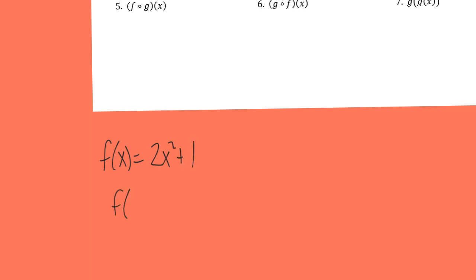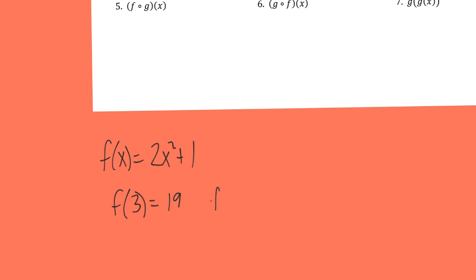I may have asked you to do f of 3. That means take function f, plug in 3 for x, and see what you get as an answer. So if 3 is your input, what would be the output? You square the 3 and then times it by 2. 3 squared is 9, times 2 is 18, plus 1 should be 19. Okay, so you've done that.